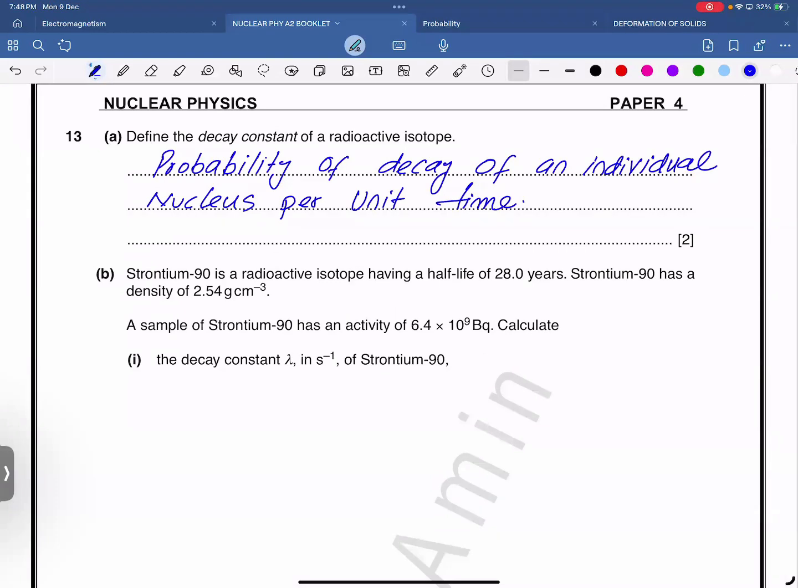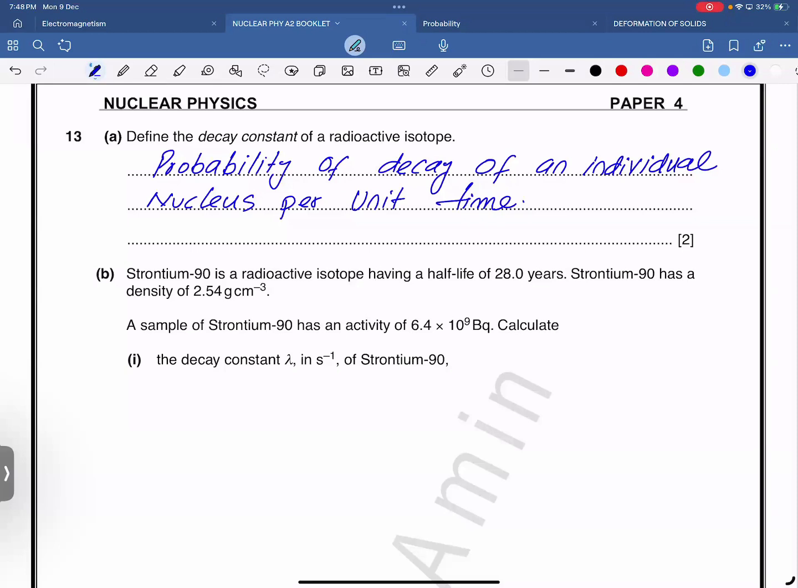Strontium-90 is a radioactive isotope with a half-life of 28.0 years. Make sure your final answers, for those who do calculations, are given to 3 significant figures in this whole question. Strontium-90 has a density of 2.54 gram per centimeter cube. In case you want to make conversions, each gram per centimeter cube is 1000 kilogram per meter cube.